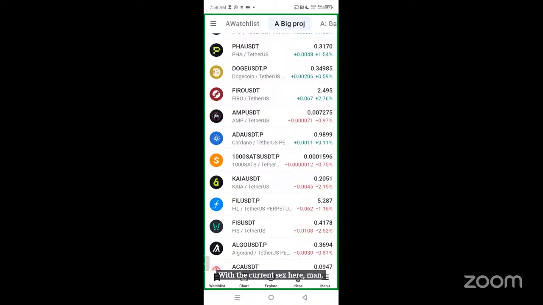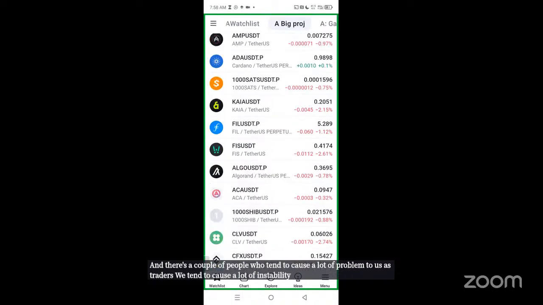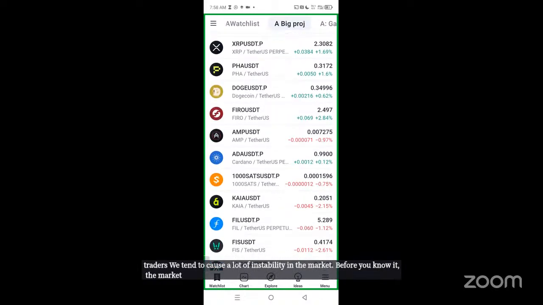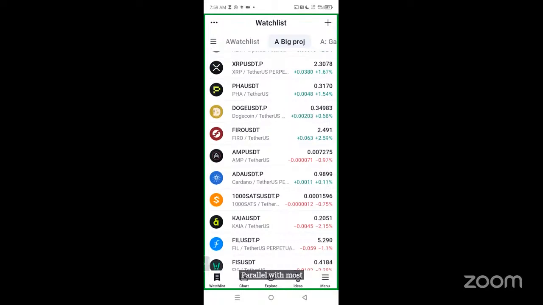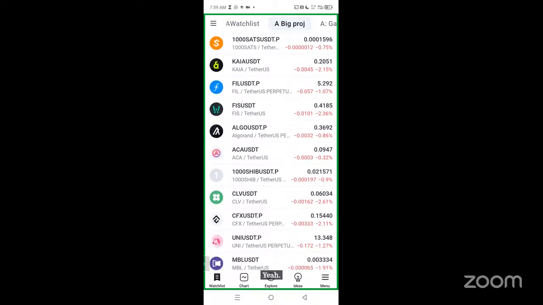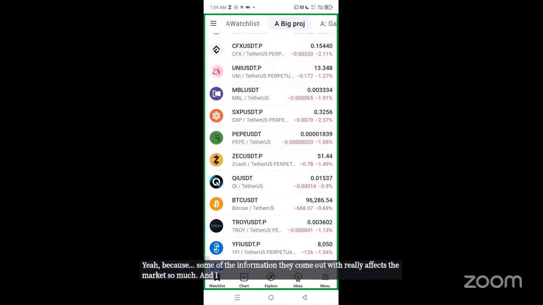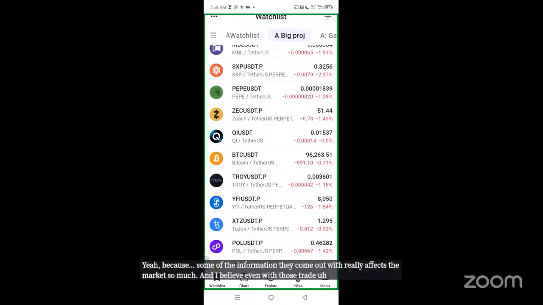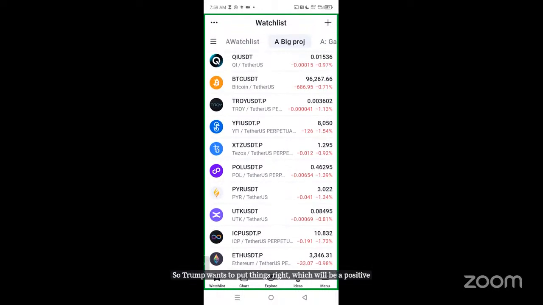And there's a couple of people who tend to cause a lot of problems for us as traders, who tend to cause a lot of instability in the market. Before you know it, the market is down. So he has been parallel with most of them, and there's a likelihood that some of them may be replaced. Because some of the information they come out with really affects the market so much. And I believe even with those who trade Forex. So Trump wants to put things right, which will be positive news to us. So let's just wait for what happens.